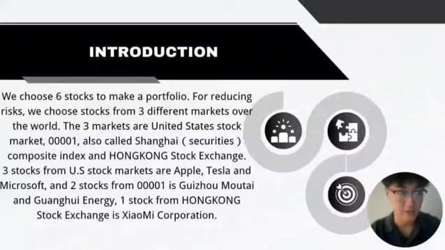For this project, we chose 6 stocks to make a portfolio. To reduce risks, we chose stocks from 3 different markets around the world. The 3 markets are the United States stock market, 0001, also called the Shanghai Securities Composite Index, and the Hong Kong Stock Exchange. The stocks from the US market are Apple, Tesla, and Microsoft, 2 stocks from 0001 are Guizhou Multi and Guangzhou Energy, and 1 stock from the Hong Kong Stock Exchange is Xiaomi Corporation.